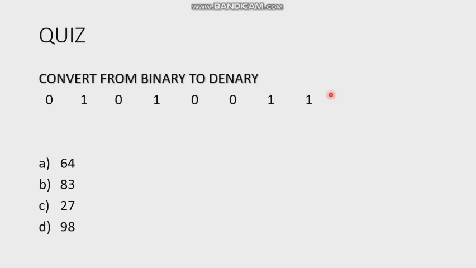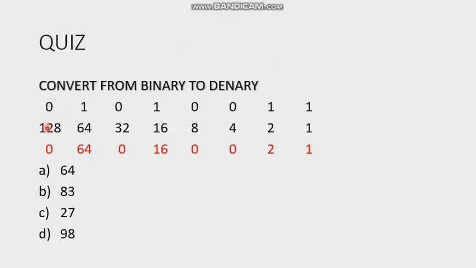So the correct answer is, okay, let's work through it. So we wrote down our denary number system. Then 0 times 128 will give you 0. 1 times 64, 64, 0 times 32, 0, 1 times 16, 16, 0 times 8, 0, 0 times 4, 0, 1 times 2, 2, and 1 times 1 will give you 1. So what we do here is we take 64 plus 16 plus 2 plus 1, and this will give us 83. So that is our final answer.